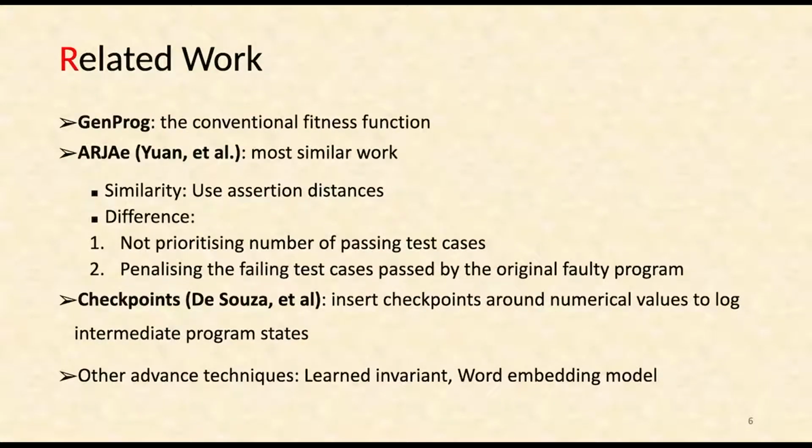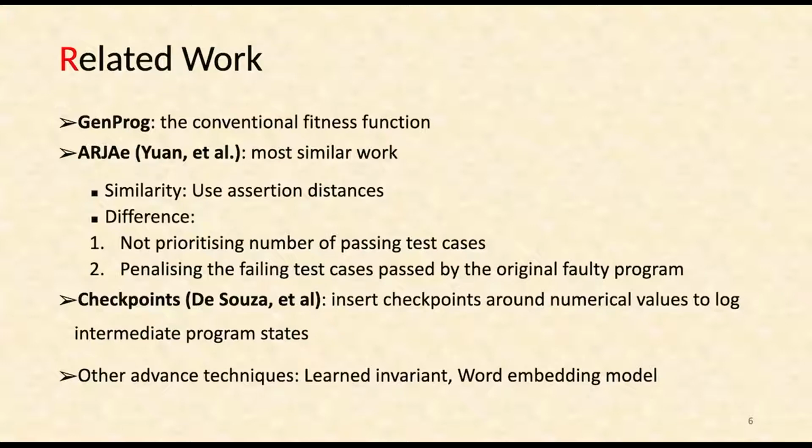Here is the research that is related to the fitness function. GenProg is the conventional fitness function, and ARJAe is the most similar work to ours. They also used assertion distances, and their research has given many useful insights on implementing the distance metric which I introduced in the previous slides. The differences are that ARJAe does not prioritize the number of passing test cases, and they penalize the failing test cases which passed by the original faulty program.